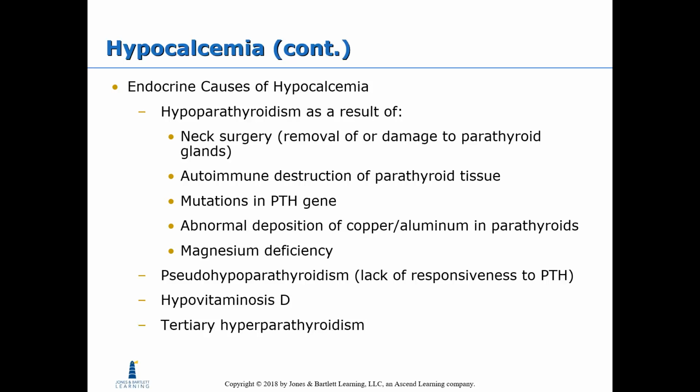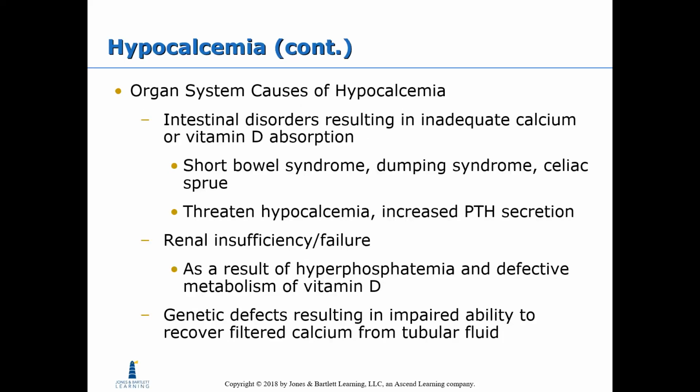Endocrine causes of hypocalcemia: hypoparathyroidism as a result of neck surgery, autoimmune destruction, mutations in the PTH gene, abnormal deposition of copper and aluminum in parathyroids, and magnesium deficiency. And there are several others listed. Organ system causes of hypocalcemia: intestinal disorders that result in inadequate calcium or vitamin D absorption, renal insufficiency or failure, and genetic defects resulting in an impaired ability to recover filtered calcium from tubular fluid.